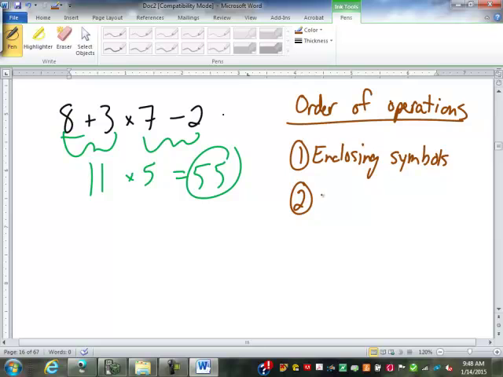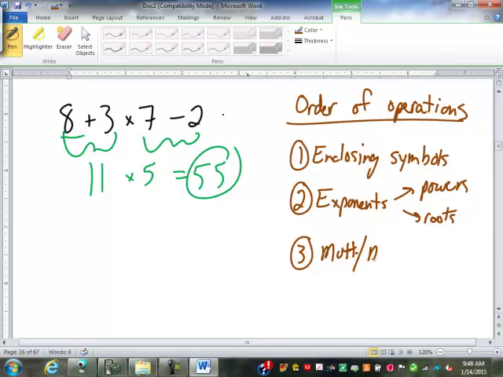Second is exponents. Exponents are simply what we looked at as the powers and roots. Third level is multiplication or division. They're the same operations, so they happen at the same time. And the fourth level, the last thing, is to add and subtract.